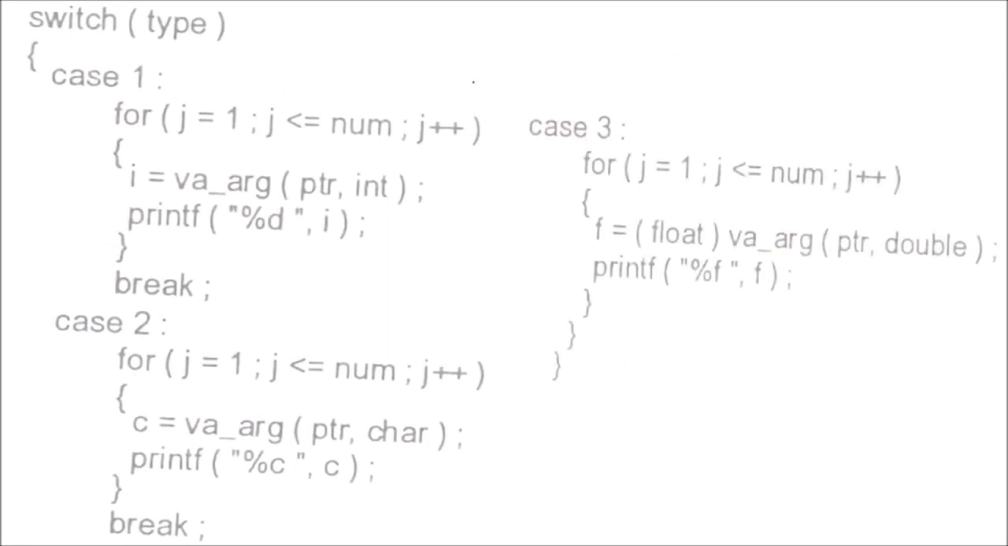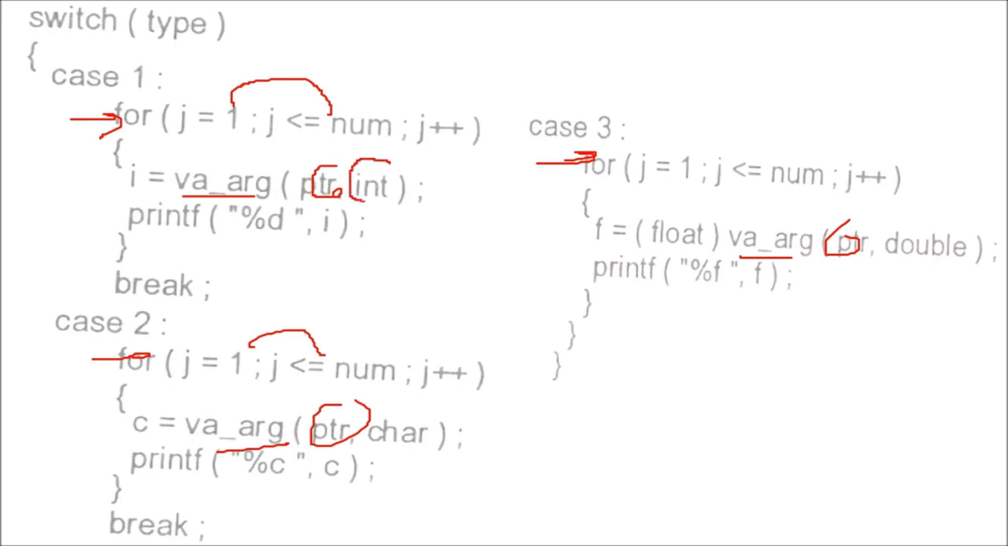Now we come to 3 cases. First of all, just see this for loop. This for loop is similar for all 3: from j equals 1 to num, j++. Then this VA arg in the 3 cases: the first is PTR, no problem. In case 1, we are dealing with integers. In the second case, we are dealing with characters. In the third case, we are dealing with double. And now we are printing and breaking. This is integer printing, character printing, and this is the float printing. In order to make this double a float, we have used typecasting.